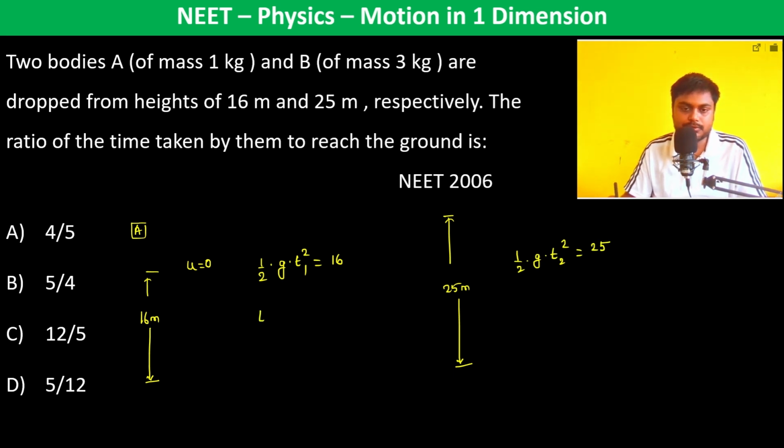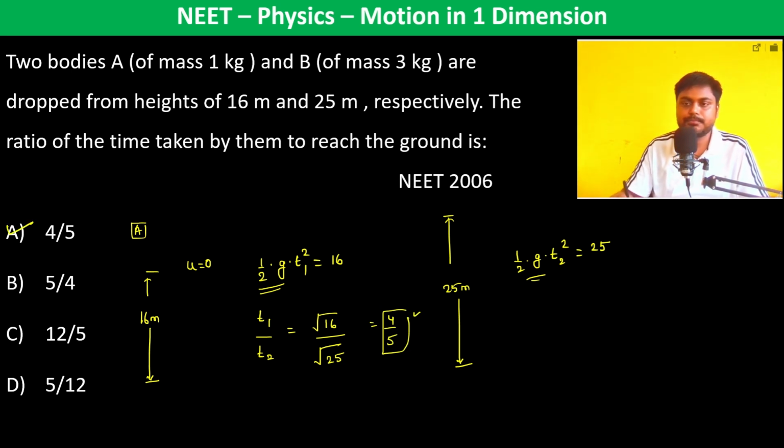Ratio of the time taken. So therefore t1 by t2 is equal to root of 16 divided by root of 25, because these two are going to be cancelled anyway, so this is 4 by 5. So therefore the answer is A.